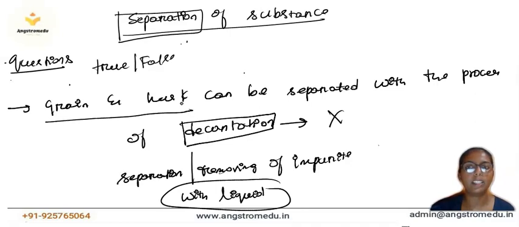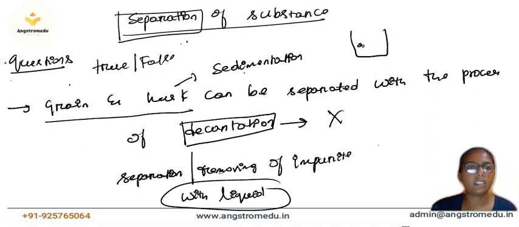So here, in the given statement, grain and the husk can be separated by the process of sedimentation. In sedimentation, this is the grain, it consists of the husk. After adding water to it, the grain gets settled at the bottom because it is a heavier particle, and on top of this the husk will settle. This is the husk and this is the grain. So here we separated the grain from the husk. This process is known as sedimentation.